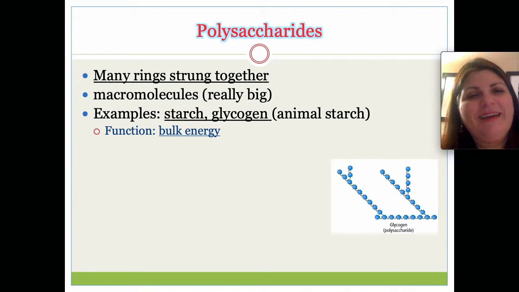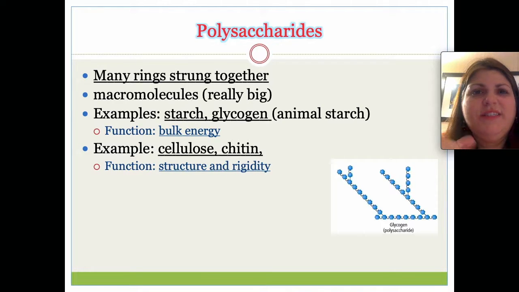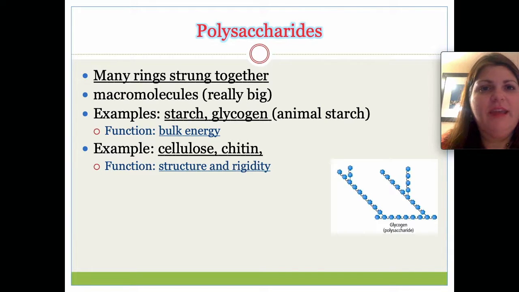We also, though, besides energy, have another function of carbohydrates. Another kind of carbohydrate is called cellulose. Cellulose is in plant cell walls. A cousin of cellulose is called chitin. We find it in the cell walls of fungi. It's also the stuff that we find in the exoskeleton of insects. Chitin and cellulose both function in structure and rigidity. So in other words, it's what makes plant cells more rigid than animal cells, because of course plants don't have bones. They have to stand upright without that support, so they use cellulose to do it.